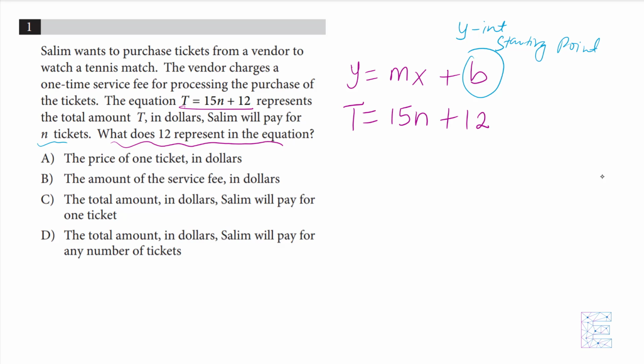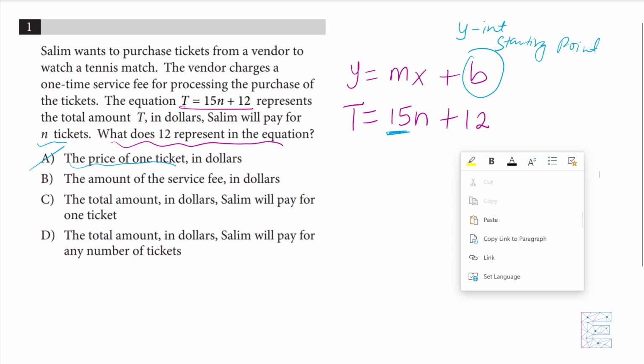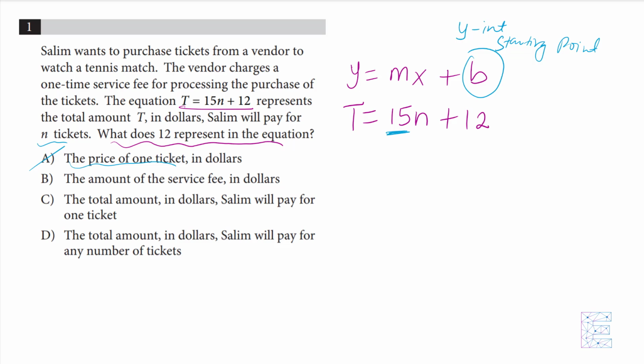So would it be the price of one ticket? No, 12 is not the price of one ticket. 15 is the price of one ticket, so A is not it. The price of the service fee in dollars, that could be it, because the service fee, you only pay one time. It's a one-time fee. So let's maybe keep B. Well, let's look at C.